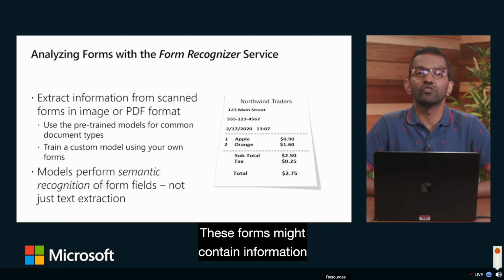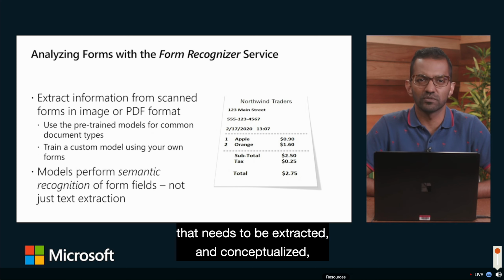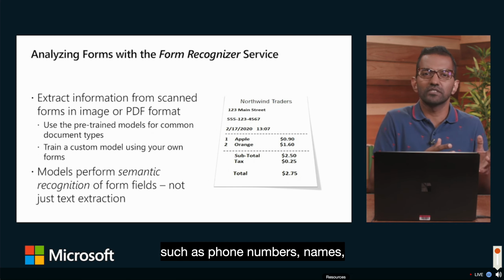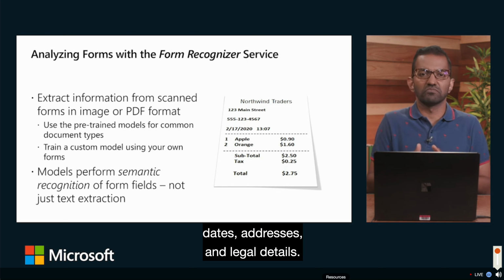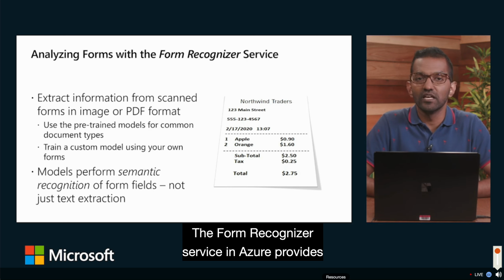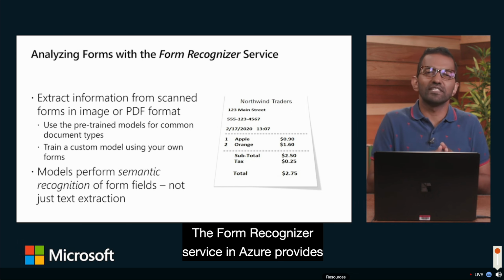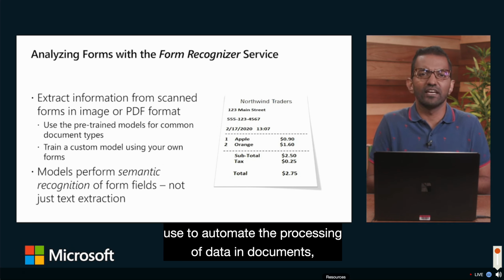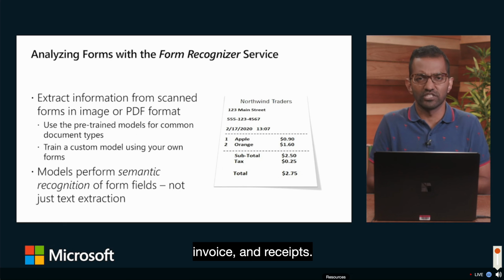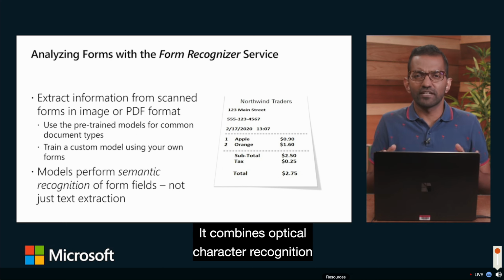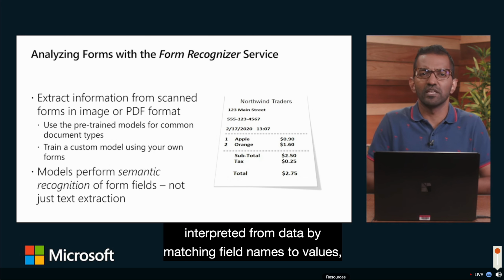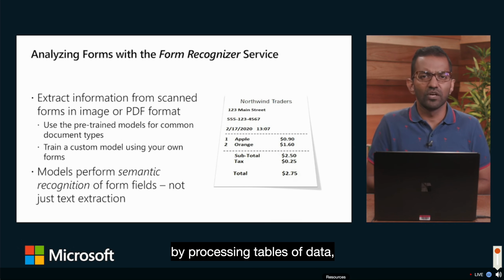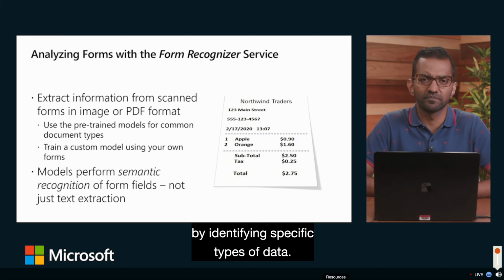These forms might contain information that needs to be extracted and conceptualized, such as phone numbers, names, dates, addresses, and legal details. The Form Recognizer service in Azure provides intelligent form processing capabilities that you can use to automate the processing of data in documents such as forms, invoices, and receipts. It combines optical character recognition with predictive models that can interpret data by matching field names to values, by processing tables of data, by identifying specific types of data.